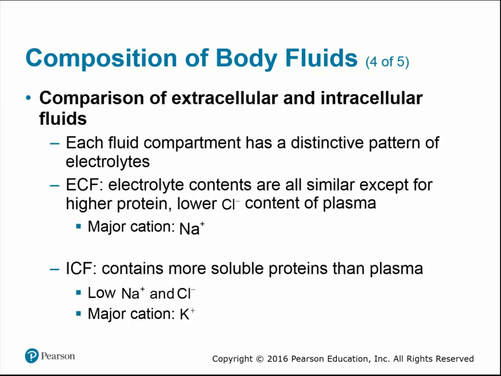So looking at a comparison of our extracellular and intracellular fluids, each will have a distinctive pattern of electrolytes. They have certain amounts of sodium and potassium and other ions inside and outside the cell. With our extracellular fluid, the electrolyte contents are all pretty much similar, except for higher protein and lower chloride in the plasma. But our major cation and major player here is sodium. The intracellular fluid is going to contain more proteins than the plasma. So it'll have lower levels of sodium, and its major cation will be potassium.